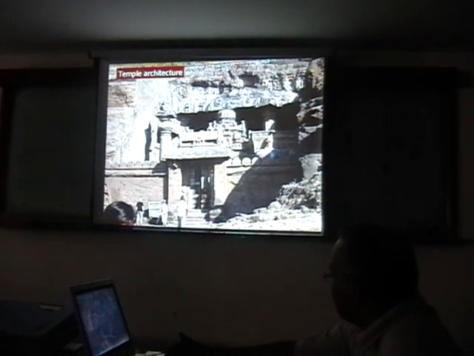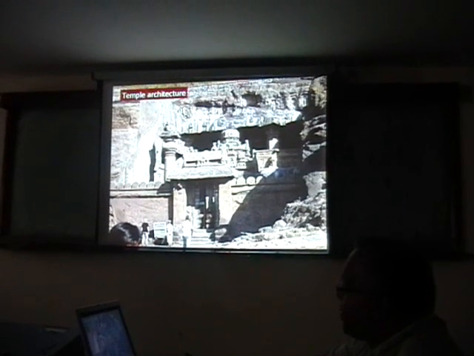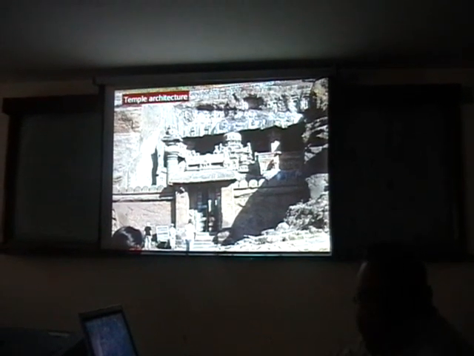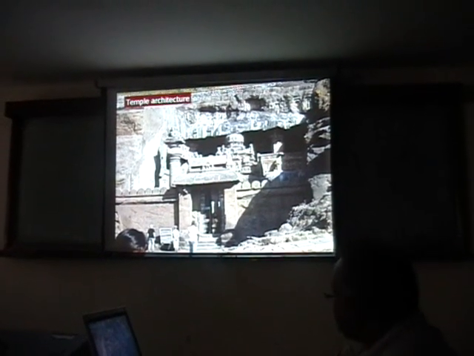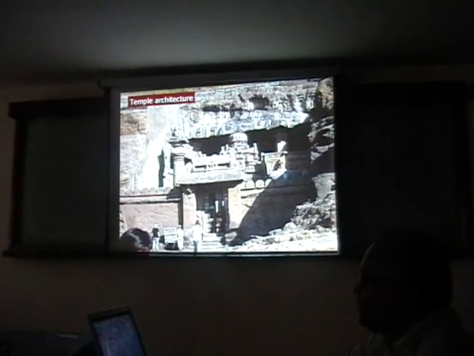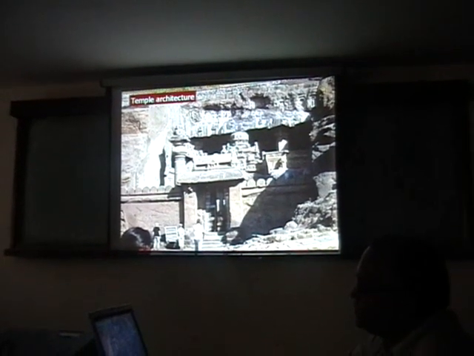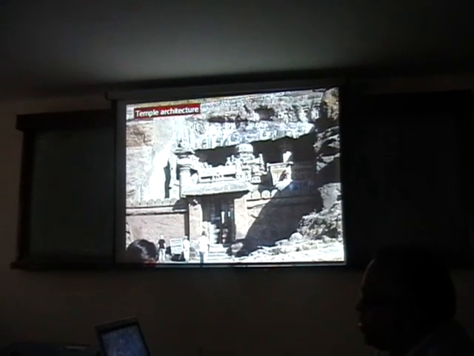Now, recently, I saw the pictures of the Chota Kailasa and Indra Sabha, and I was amazed. We could not come back from there. We thought we would spend 1 hour there, we finally ended up spending 4 hours, and even then we had to actually pull people out of that.